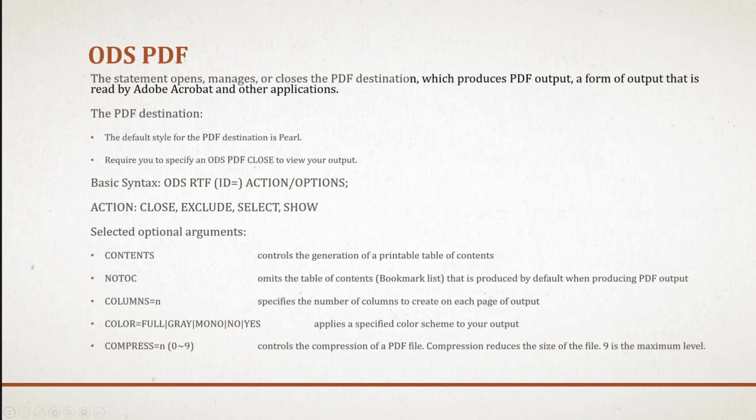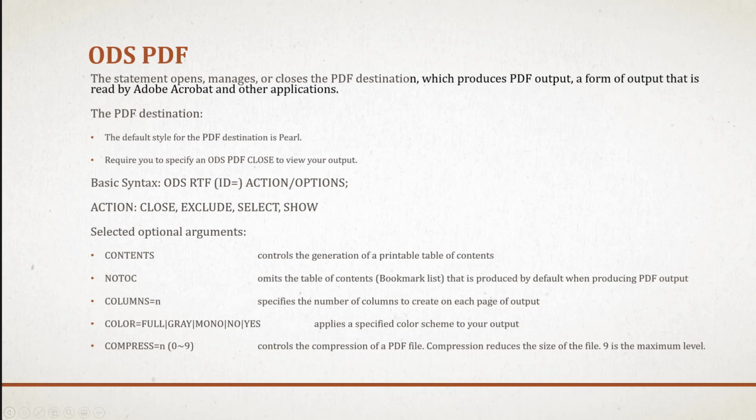A popular destination is PDF, which can be read by Adobe and other applications. Similar to RTF, the close action is needed to view the output. Optional arguments I'd like to introduce here are contents, notoc, columns, color, and compress. And some other optional arguments we have learned before can be applied to ODS PDF. Some of the arguments we learn here can be applied to other ODS statements.